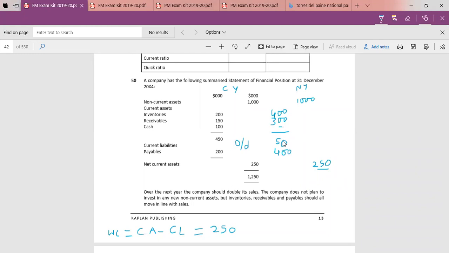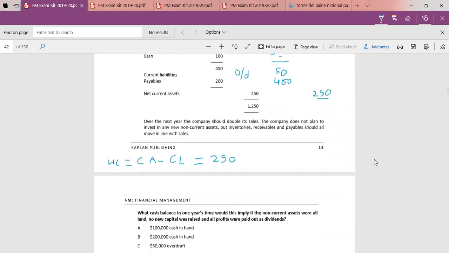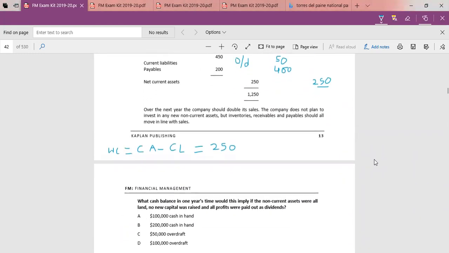So what is the requirement of cash? Cash is required to be raised to the extent of 50. So the answer is that 50 will be the overdraft. What cash balance in 1 year's time would this imply, if the non-current assets were all land, no new capital was raised, and all profits were paid out as dividends? The alternative is that if they raise additional capital, then also it can be managed. But they are very particular that no other type of capital will be raised. So it will be possible only by raising an overdraft. That's why an overdraft of 50 would be raised.